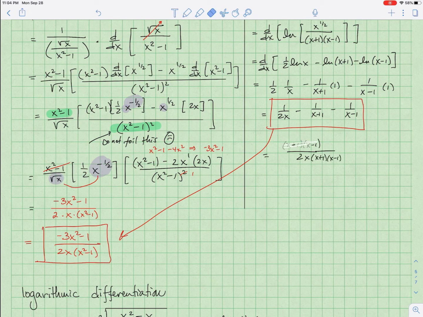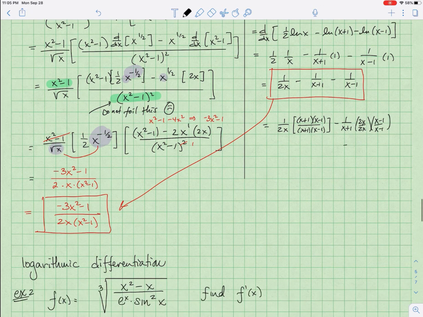Oh, I'm going to run out of room if I don't do this correctly here. Here you go. This isn't strictly necessary. This is just for your benefit. So pay attention. X plus 1, x minus 1, x plus 1, x minus 1, minus 1 over x plus 1 times 2x over 2x times x minus 1 over x minus 1. I'm running out of room here. Minus 1 over x minus 1 times 2x over 2x times x plus 1 over x plus 1.